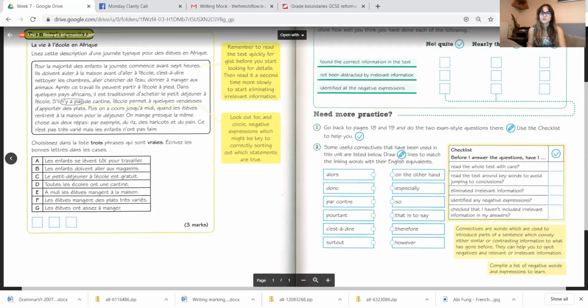So that is the comprehension for this week. It might be a little bit confusing, but that's on purpose, just to prepare you for what might be coming in the exam for the reading and listening.